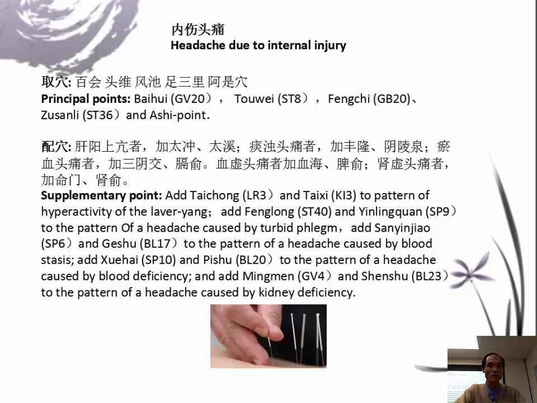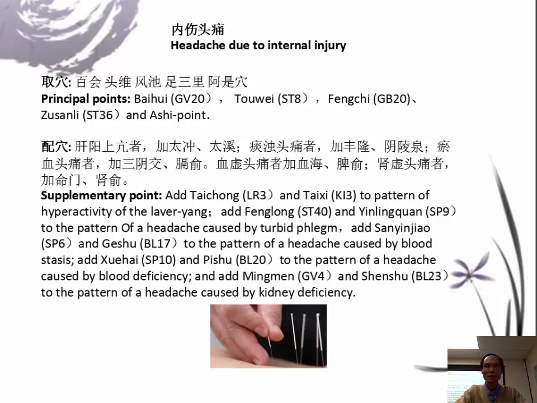Of course, you have to consider the heart shu and the other back shu points, just like BL15. Those are also for tonifying the blood. So later on, when you consider headache due to blood deficiency, you consider, as I mentioned before, SP10 and also Pishu. Pishu is BL20. BL20 is the shu point for the spleen.